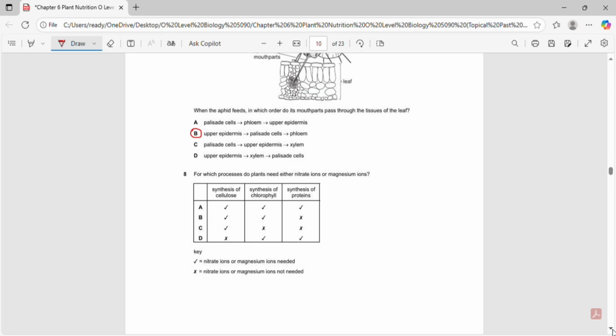Then there's chlorophyll, which does require magnesium, so that should be a yes. And finally, proteins are built using nitrate ions, so that's another yes. When we look through the options, we can see that option D is the one that gets everything right. It correctly says no for cellulose, yes for chlorophyll, and yes for proteins. So, based on all that, option D is the correct answer.